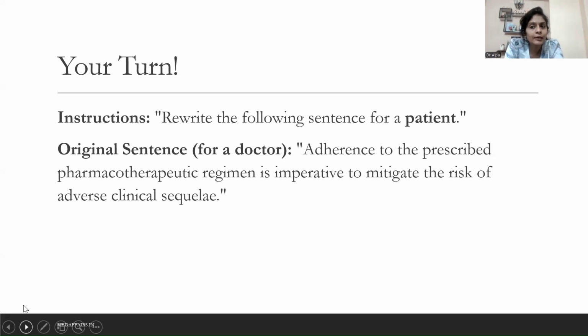So we can simply tell a patient that you should take this drug in proper doses to avoid any side effects, right? You should take these medicines in proper doses at proper timings to avoid any side effects.